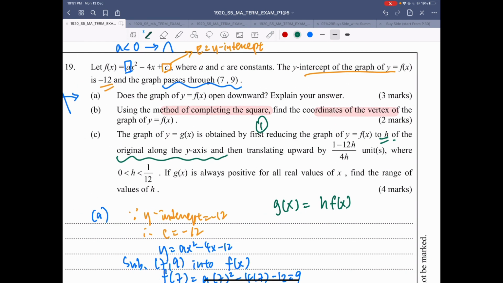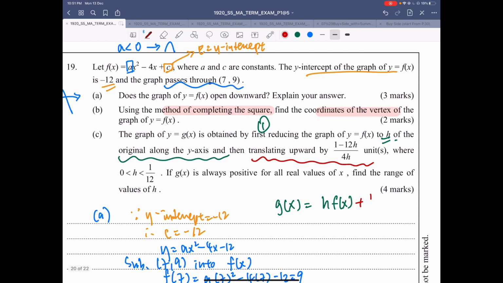And then for the second part, translate upwards. For upwards, it is just plus, right? You are moving up, so you just add the number of units to the whole function. So it is actually g(x) equals f(x) plus c if it is moving upwards. So just move upwards, which will be (1 minus 12h) divided by 4h, okay?